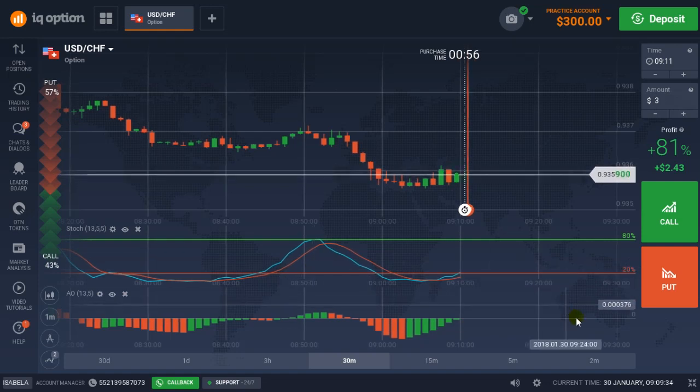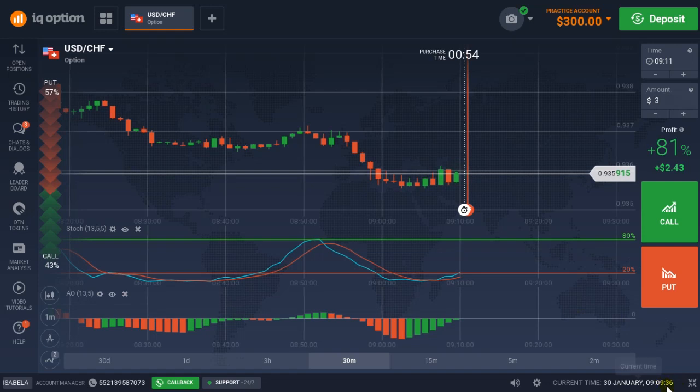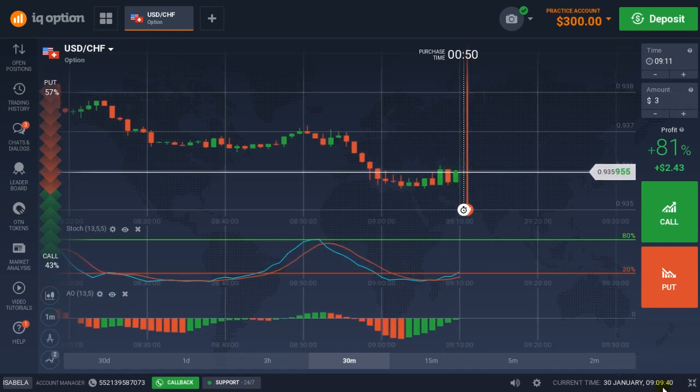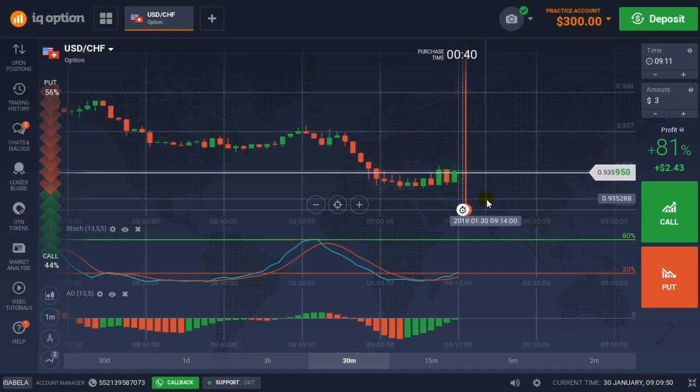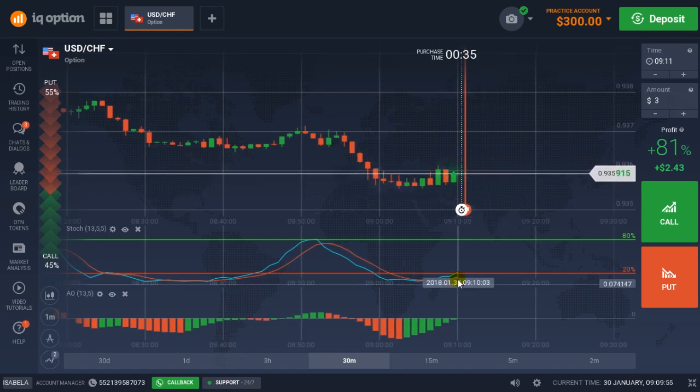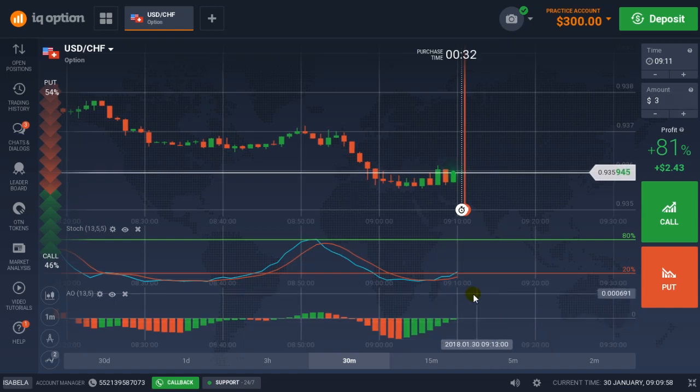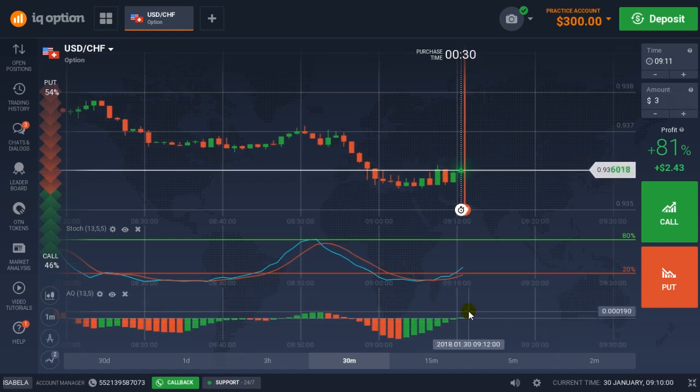Okay, let's wait another 30 seconds, as you can see here on the bottom right of my screen, and in another 15 seconds we will get a new 1 minute candle. Let's see if we can get a nice candle.